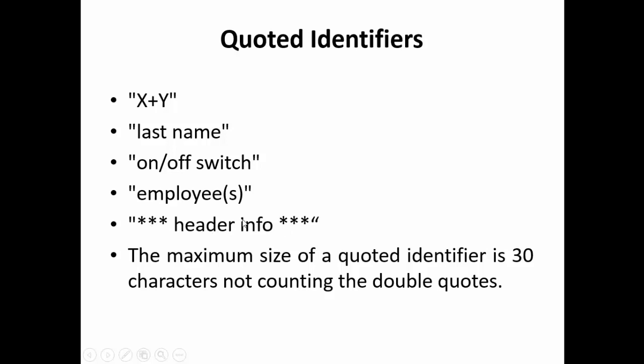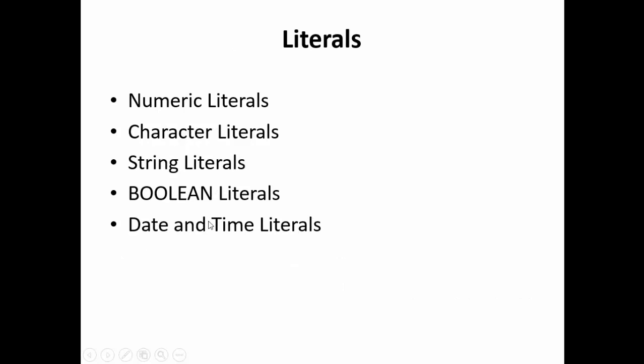And the maximum size of a quoted identifier is 30 characters, not including double quotes. So without double quotes, you count 30 characters. The maximum length of this identifier could be 30 characters. And next we have literals. We have 5 types: numeric literals, character literals, string literals, Boolean literals, and date and time literals.